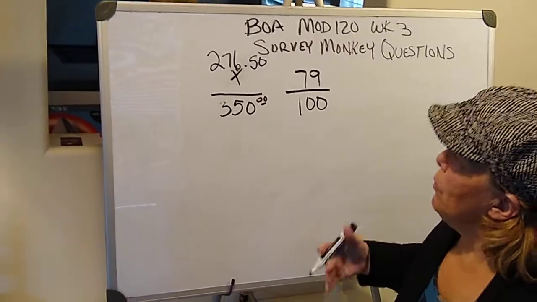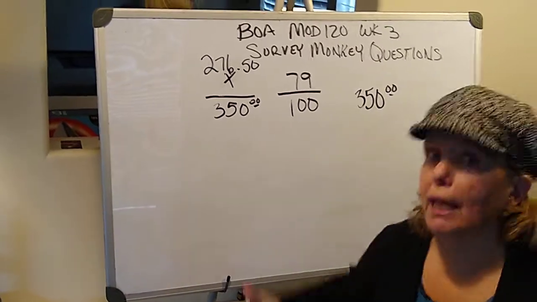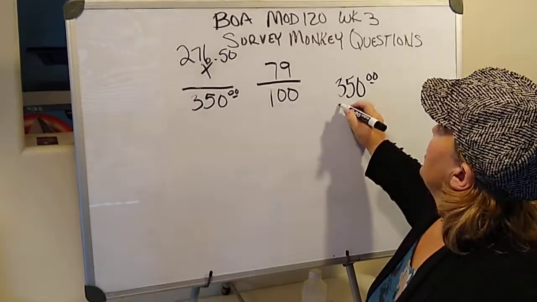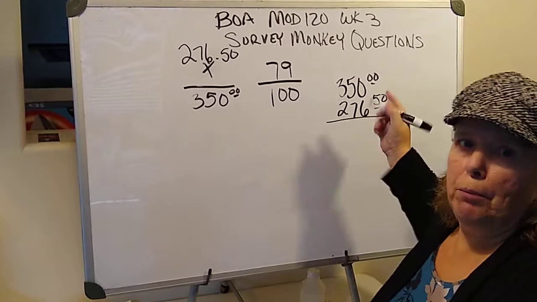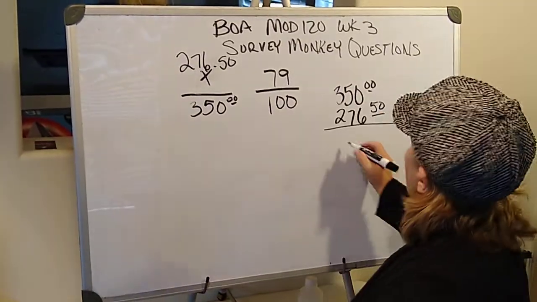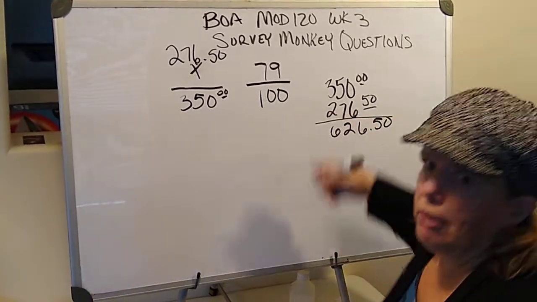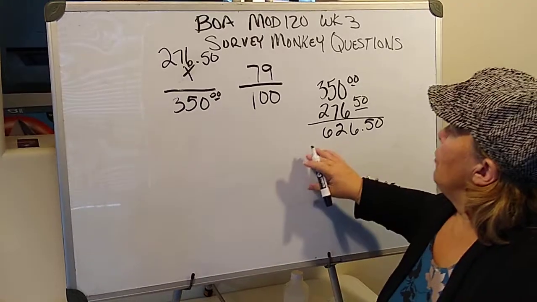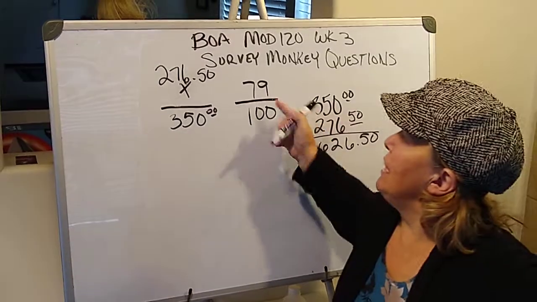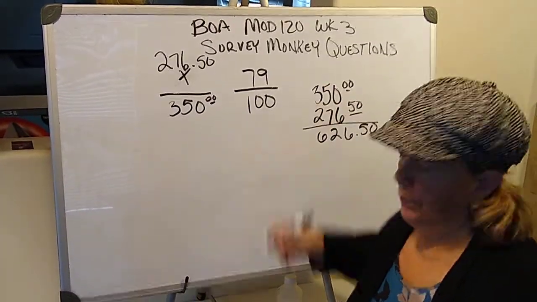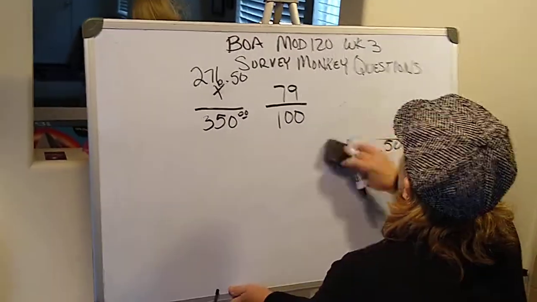Well, my selling price is going to be the 350 that I paid for plus the markup. The markup is 276.50. So my selling price is going to be these two numbers together. So together it's, again, 626.50. Use calculator, or you could just add it yourself. So I'm going to sell the wedding dress for $626.50 at a 79% markup. Okay, that's what that means. All right, so that was number 1. All right, number 2.